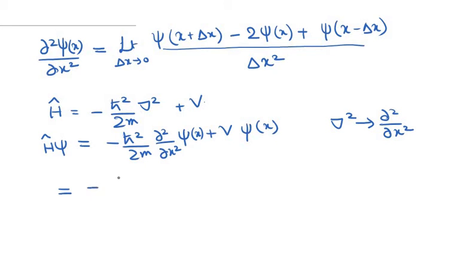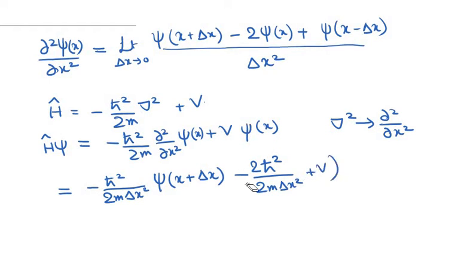So what we have here is basically minus h square by 2m delta x square psi x plus delta x minus 2 h cut square by 2m delta x square plus v psi x, and, sorry, this one should be plus over here because a minus is already present, so this one should be plus, and yeah, a minus h cut square by 2m delta x square psi x minus delta x.